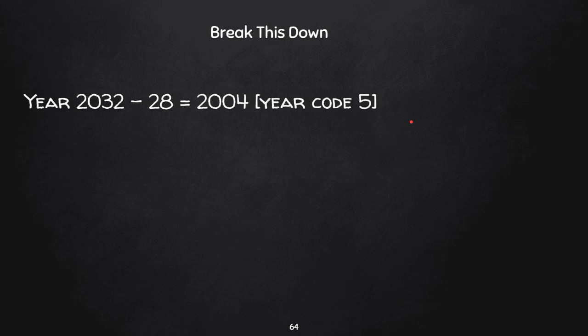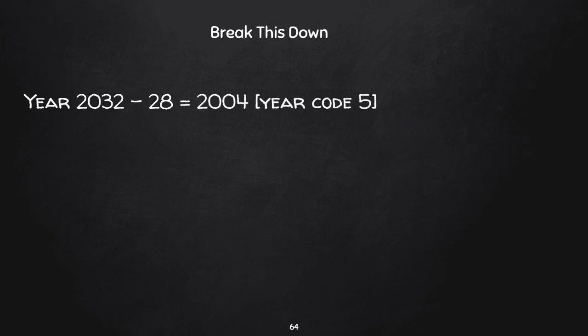Let's take one more example. What is the year code of 2032? We will subtract 28 from 2032. So our solution becomes 2004. 32 minus 28 is 4, and we already know the year code for 2004 is 5. So the year code for 2032 is also 5.